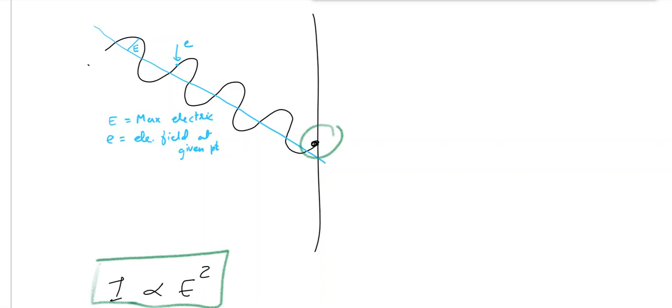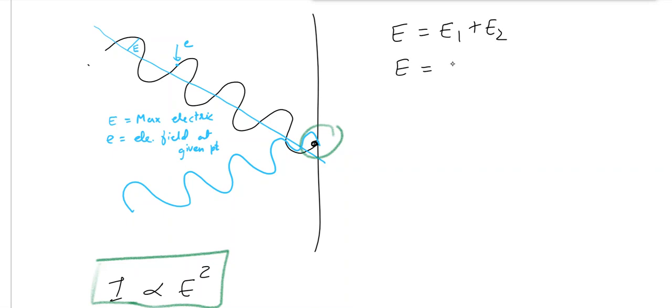Now what if there is one more wave which is reaching this point at the same time? What should I do then? In that case, to determine the resultant electric field, first of all I'll have to take E1 plus E2, or else it may be E1 minus E2. Then I can say that this E is the resultant electric field, and I can take light intensity as the square of the resultant electric field.